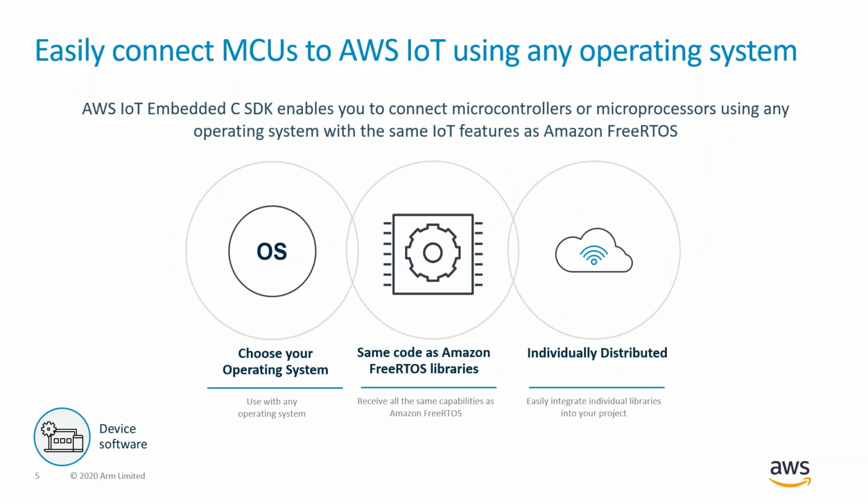Amazon also offers an SDK. This is the C SDK, which enables you to connect microcontrollers basically using the same feature set as I have explained before. The SDK is OS agnostic and is actually the same code as the Amazon FreeRTOS library, so you have the same capabilities, and it's easy to integrate, and the demo that I will do is basically based on the Amazon SDK that we run on top of generic network interfaces.